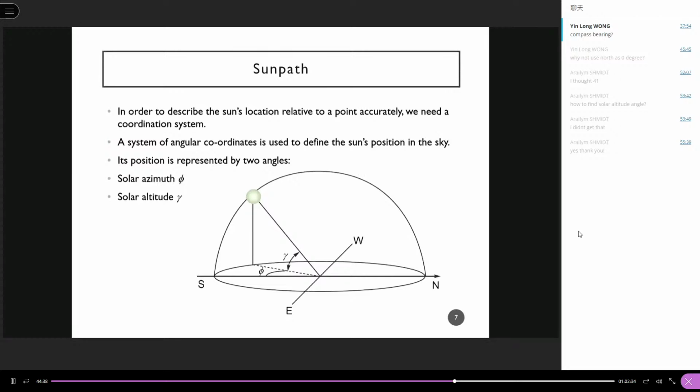For the solar azimuth, they are like the compass angle, right? So we have east, west, south, and north. And remember, for the solar azimuth, it is measured from the south. So for the south direction, we have 0 degree. For the east direction, we have negative 90 degree. For the west, we have 90. And for the north, we have 180 or negative 180 degree.